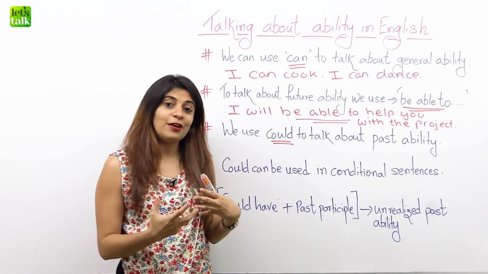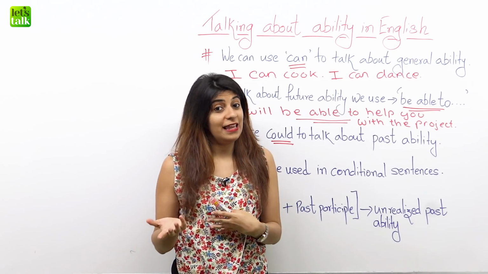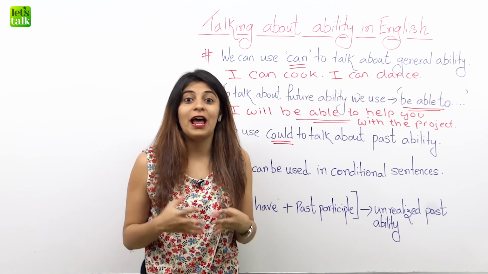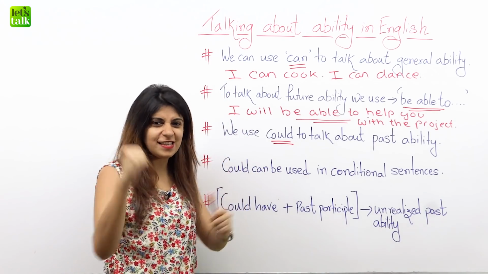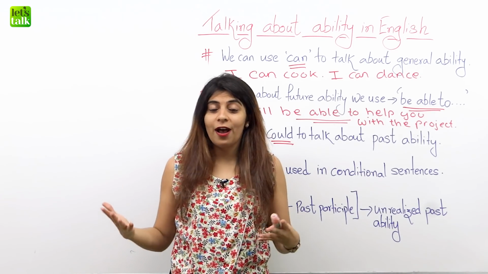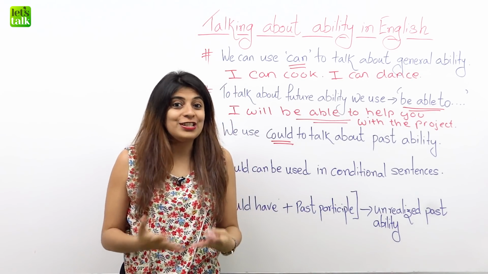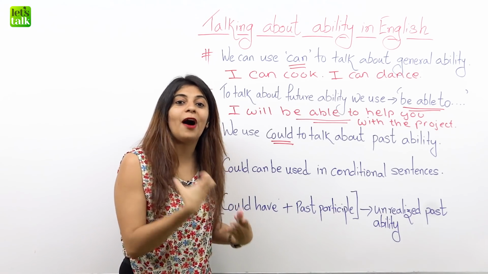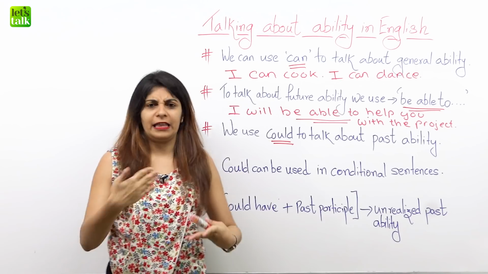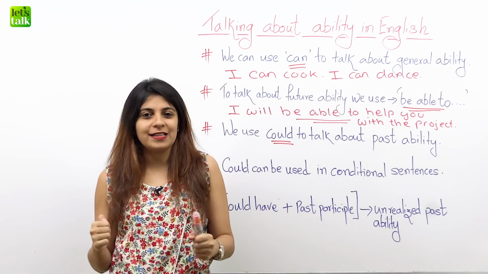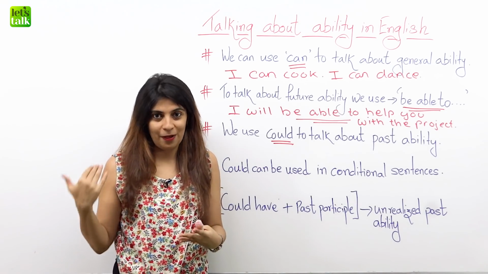Okay? Certain examples that I can help you with is, I could run 10 miles an hour when I was really young. Yes, I was so fit. I used to go to the gym, I used to do yoga. So I could do that when I was really young. So again, I'm talking about my past ability. I can still run pretty well now, but yes, I'm not as fast as I used to be in the past.